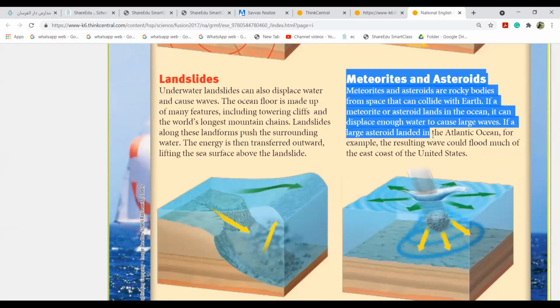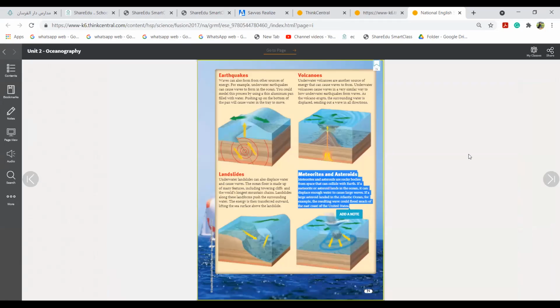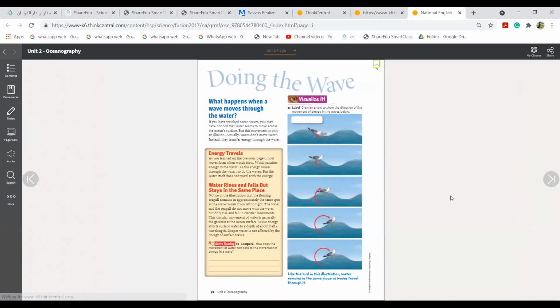Meteorites, these are very rare, girls. Maybe this happened long ago. Meteorites and asteroids are rocky bodies from space that collide with Earth. If a meteorite or asteroid lands in the ocean, it hits the ocean and can displace enough water to cause large waves. If a large asteroid landed in the Atlantic Ocean, for example, the resulting wave would flood much of the east coast of the United States. They said almost the East US will be flooded if a larger asteroid comes and bangs.